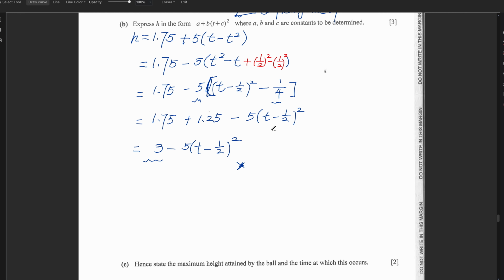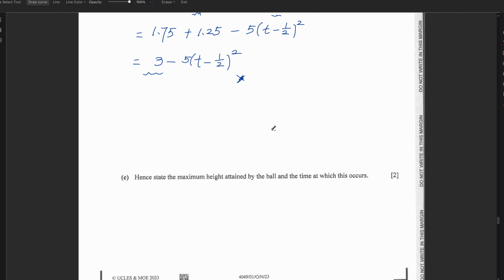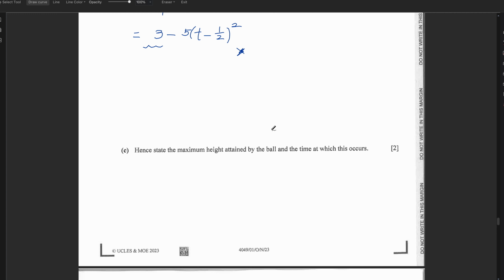Okay, part C. Hence, state the maximum height attained by the ball and the time at which this occurs. The maximum height we can tell is, because this is a square term, it's going to be greater than or equal to 0. So 3 minus something, the highest we can go is 3. So h equals 3, which is 3 meters, is the maximum height, and at the time of t equals half a second.